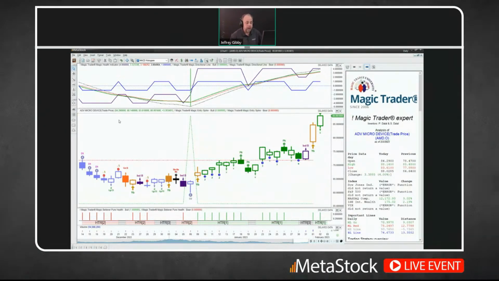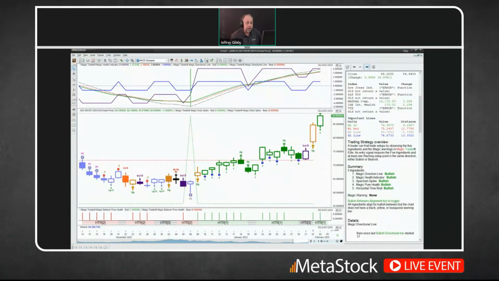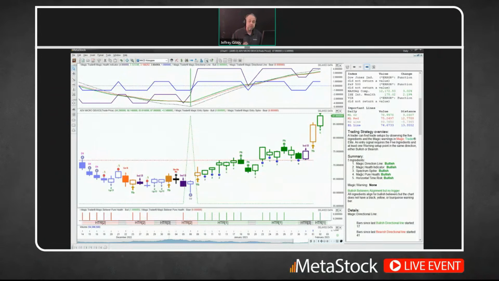So here we have a nice little overview of the stock. It's going to give you important lines on the daily. You can see a bit of a trading strategy line. And right here is a summary of those 5 ingredients.